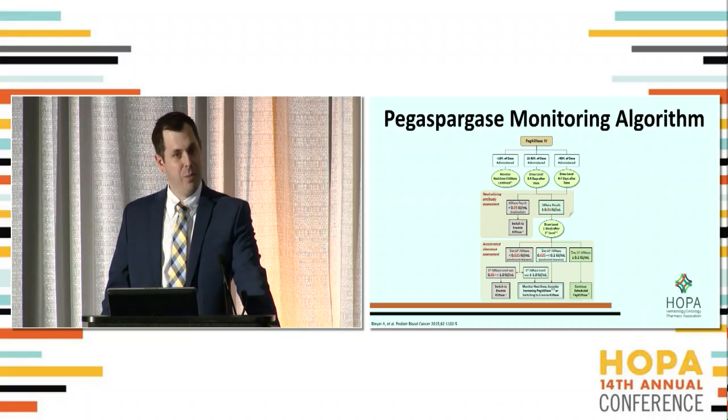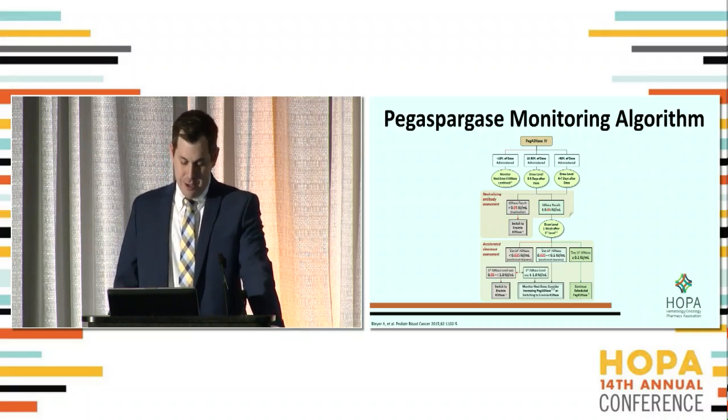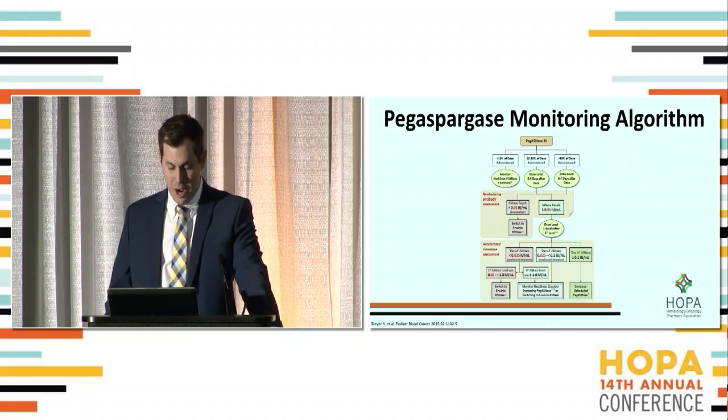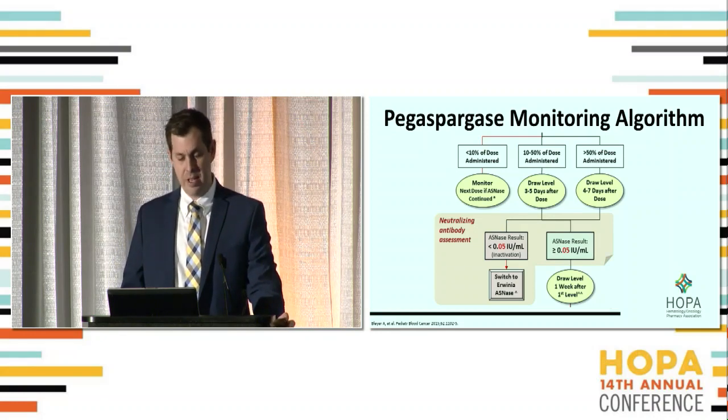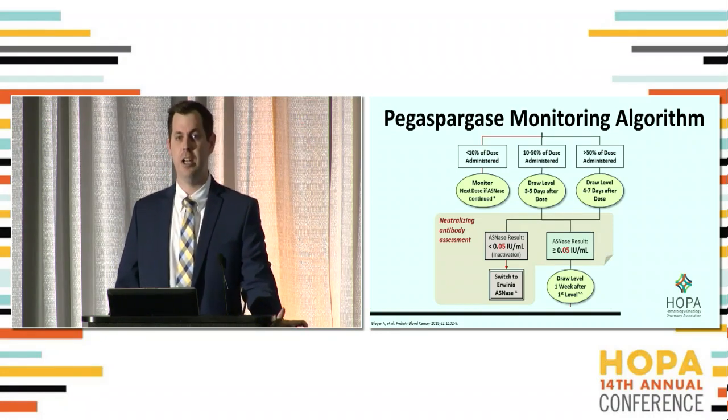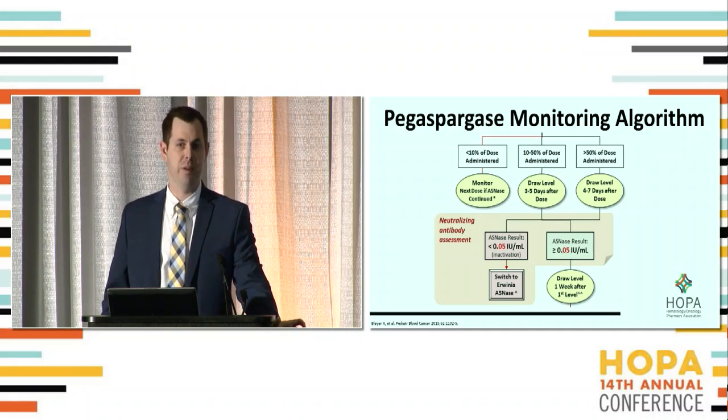So now it's time to start putting all this together with level monitoring. In 2015, we had our first widespread publication on monitoring recommendations by Archie Blyer and our own Susanna Kuntz. So we'll walk through some different aspects of this monitoring algorithm. We'll really focus on the right-hand side of this because the majority of your patients are going to get over 50% of their dose administered. The majority of our patients do get all of their dose.